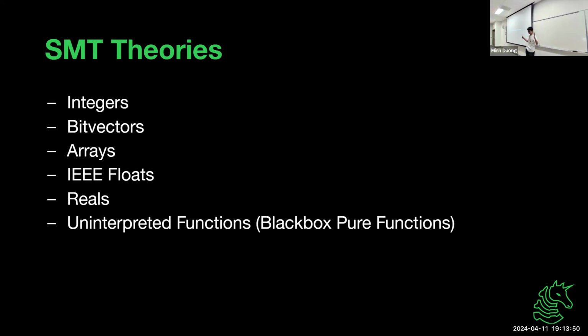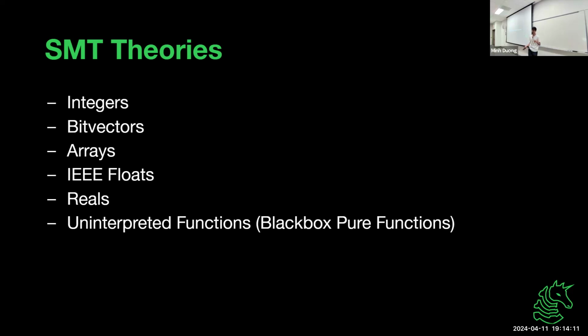I guess the big picture view is that a theory is a way to interpret operations and variables. So you can interpret variables as integers and operations in terms of integers. You can interpret them as bit vectors and so on. An interesting theory is the theory of uninterpreted functions.